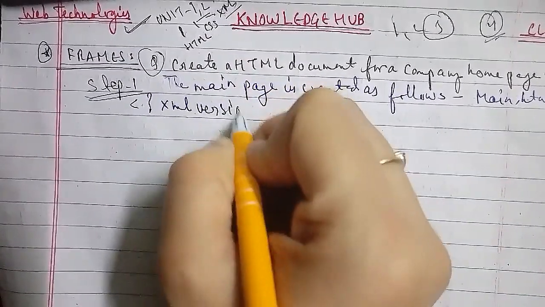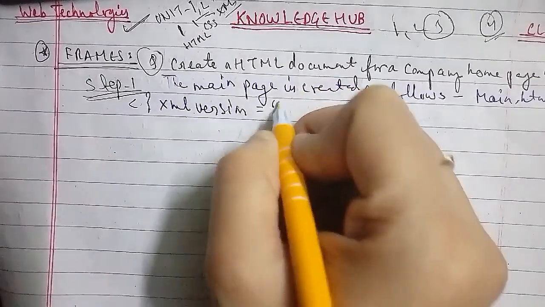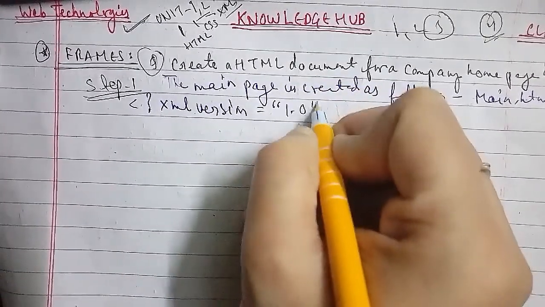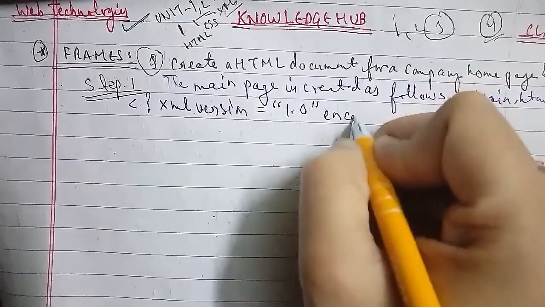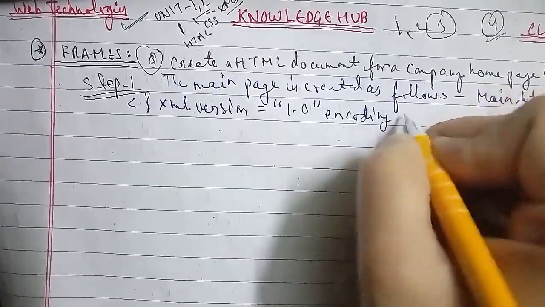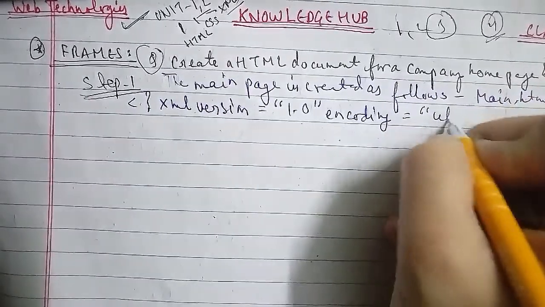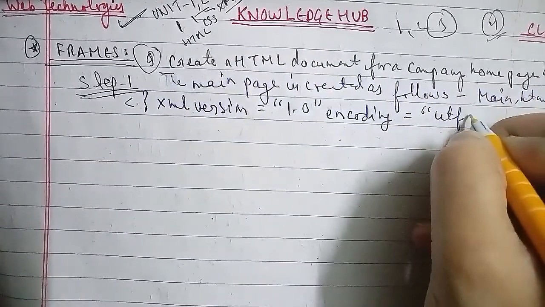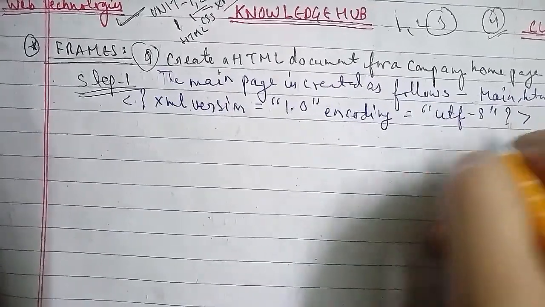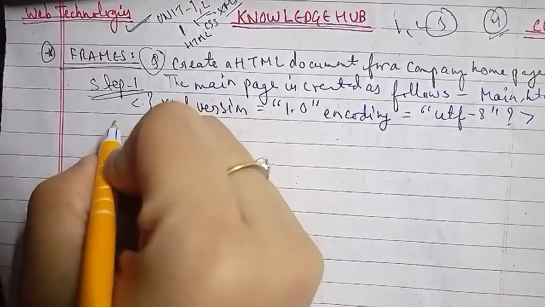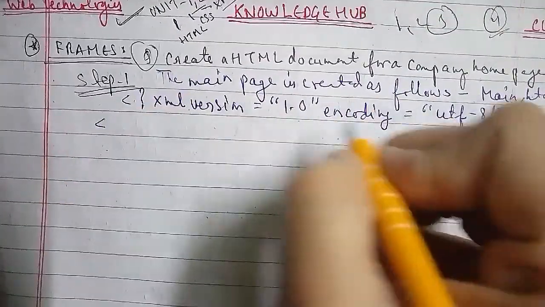Encoding equals UTF-8, then a question mark and close that. And then after that we are creating the main frame, the main page. We have to write each and everything in a very clear manner. If you don't get anything, you can just comment and we'll let you know about this.